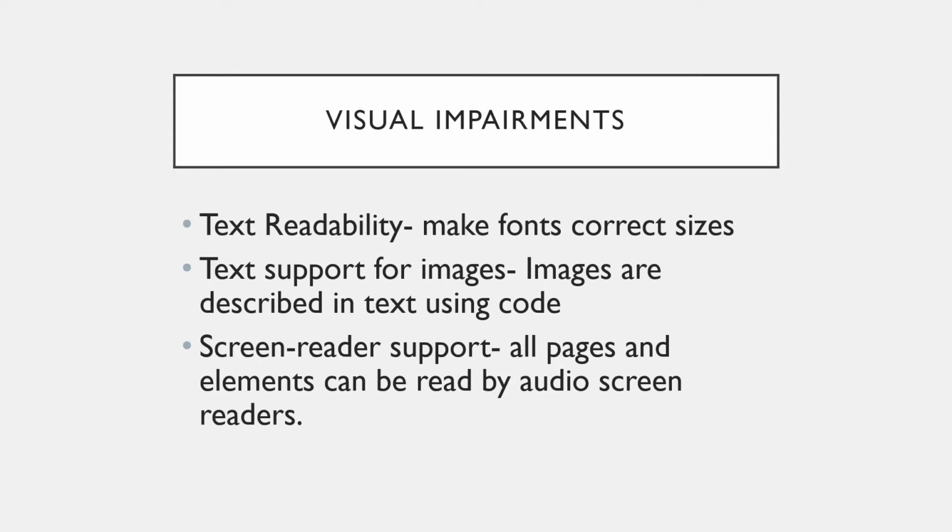First up is visual impairments, for those that have issues even seeing the screen and what's on it. One of the first things is text readability. You want to make sure that your fonts are the correct sizes so that they can be viewed by all users. You also want to have text support for images. Images are described in text using code. Later in the unit, you'll talk about how to do the alternate tag within the image. So you want to keep that in mind as you describe your images.